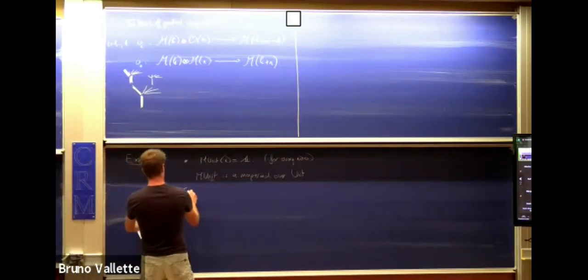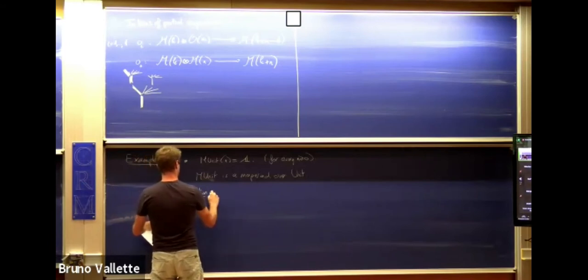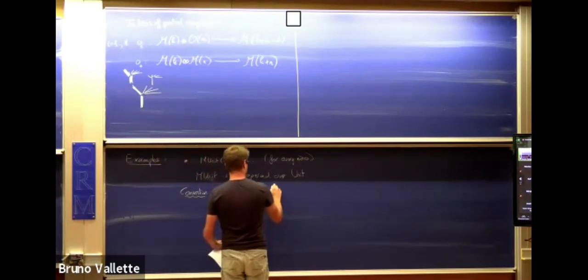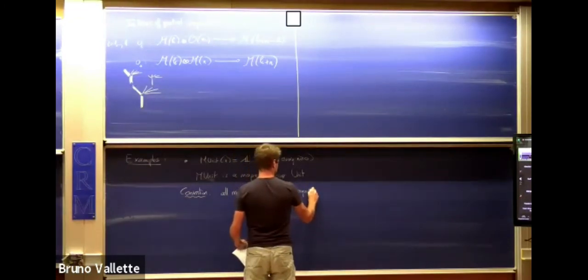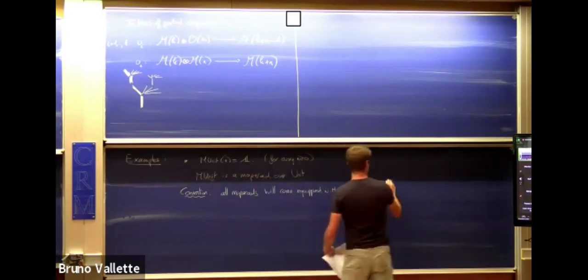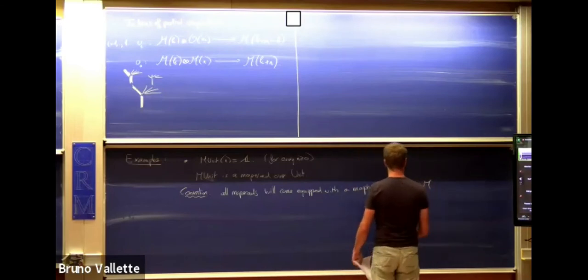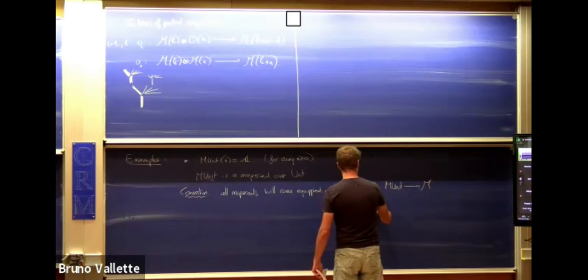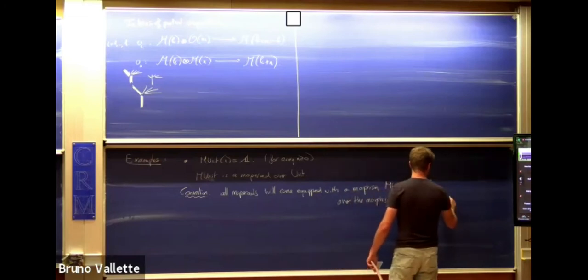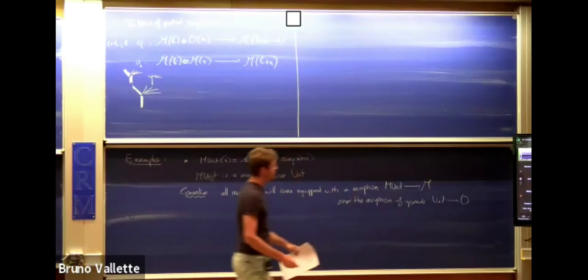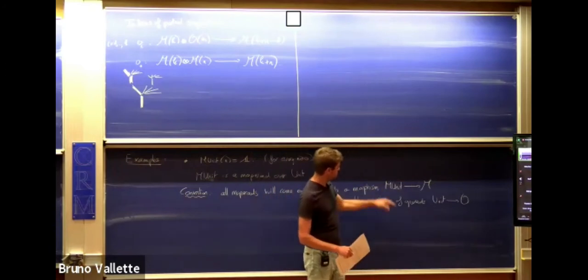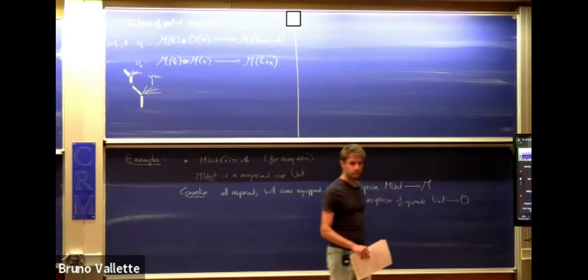So let me introduce some convention. All moprads will come equipped with a morphism from these units over the morphism of operads from unit to O. So by convention, a moprad over O, for me, is going to be something that comes equipped with a pointing like this, which gives you a morphism of unit moprad. All right.